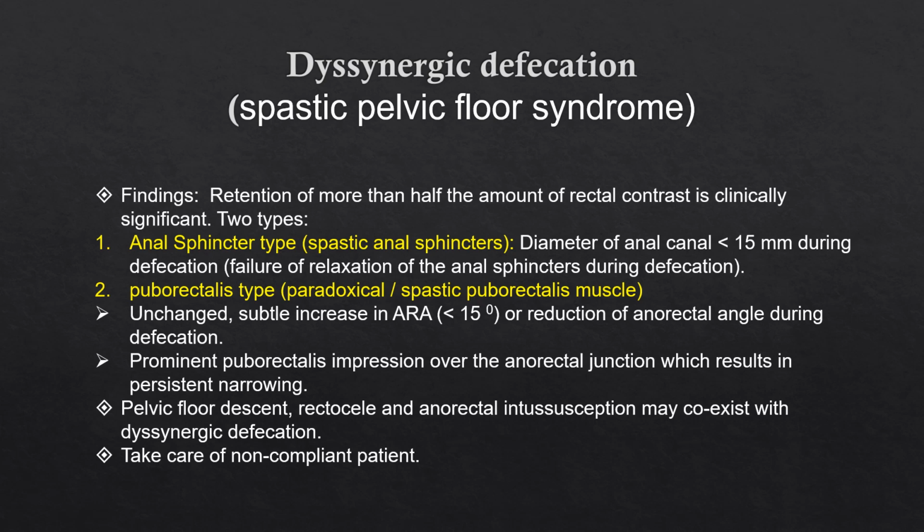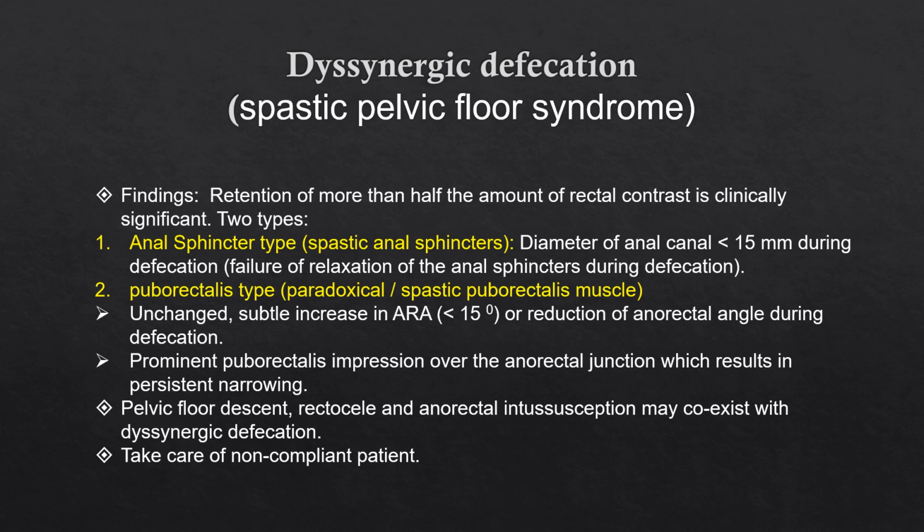We have 2 types of spastic pelvic floor syndrome or dyssynergic defecation. The first type is the anal sphincter type, and the second type is the puborectalis type. Anal sphincter type means spastic anal sphincters. The anal sphincters fail to relax during defecation, and the most important parameter is the diameter of the anal canal during defecation. If it is less than 15 millimeter during defecation, this is one of the most important points that may help you diagnose the anal sphincter type of spastic pelvic floor syndrome.